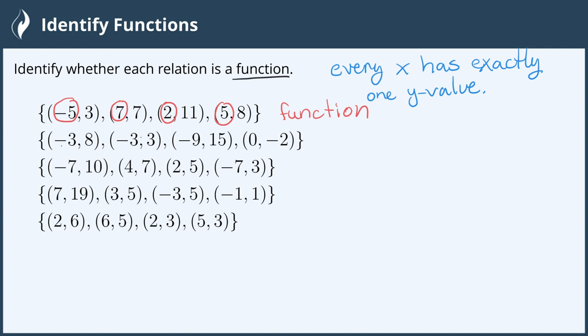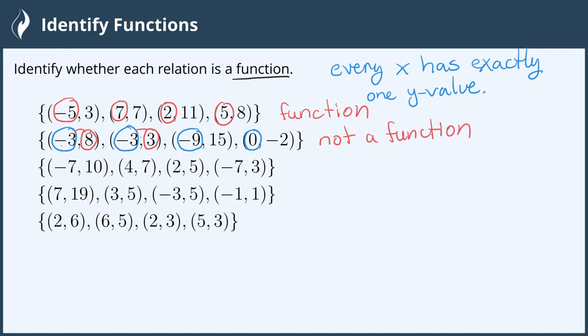Now with the second one, again, let's circle all of the x values, and we can see right at the first that we have a duplicate of -3. The -9 and 0 are not duplicates, so let's look at the -3s. The -3 shows us that we have a y value of 8 and a y value of 3. So this violates the definition of a function where every x value has to have exactly one y value because the x value of -3 has two y values, 8 and 3. So we will list this as not a function.